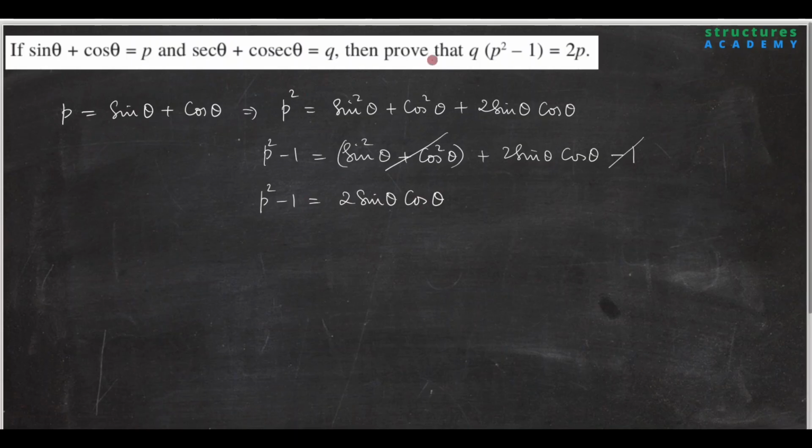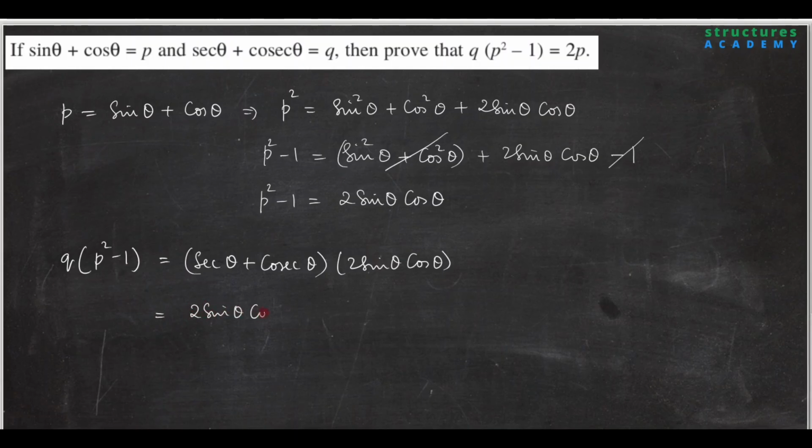Now if you observe, we have already obtained an expression for P square minus 1. All we need to do is multiply it with Q, which is secant theta plus cosecant theta. So now we say Q times (P square minus 1) would be equal to (secant theta plus cosecant theta) times 2 sin theta cos theta. So let's multiply these terms. So the first is 2 sin theta cos theta times secant theta plus 2 sin theta cos theta cosecant theta.